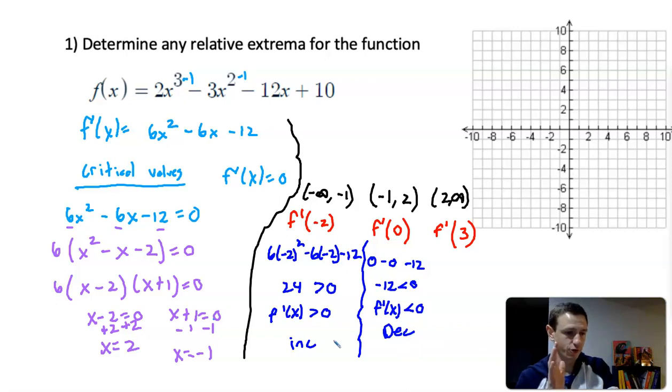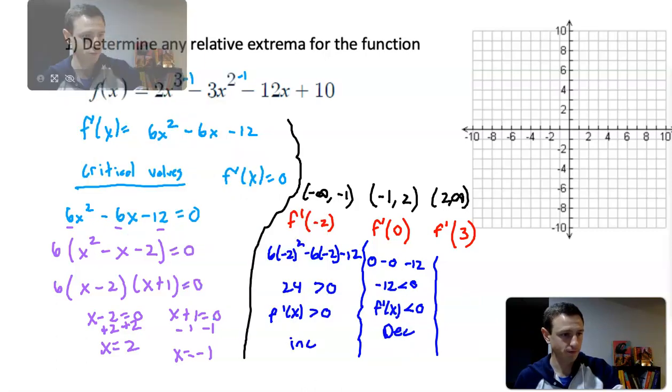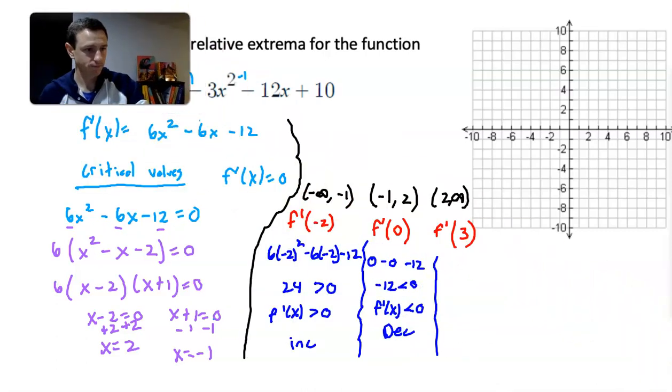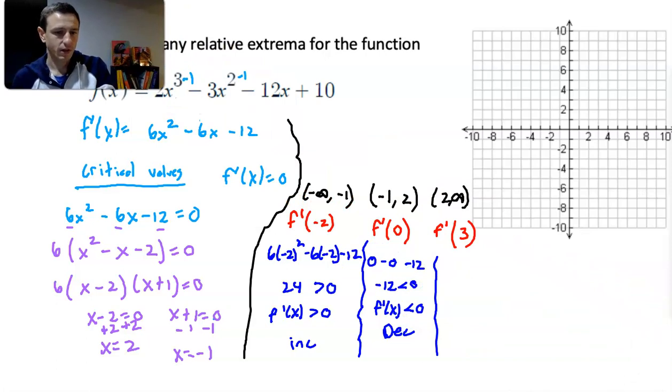So think about that visually. Increasing, decreasing. So then now we get to this x value of 2, and then we're wondering what's going on there. I'm going to just move myself to the top left corner here. And then on this last one, we want to plug in 3. So 6 times 3 squared minus 6 times 3 minus 12.